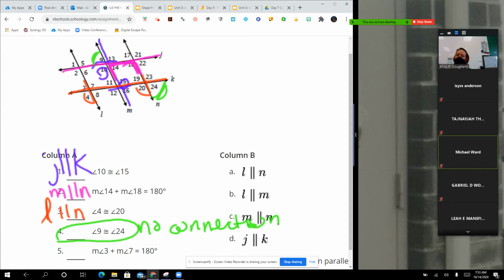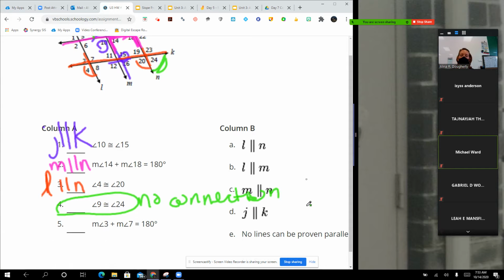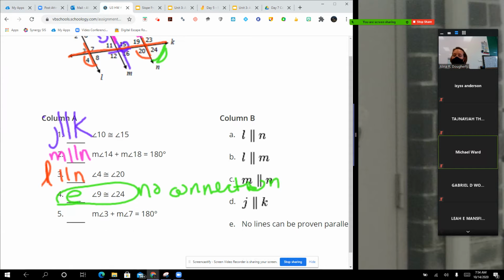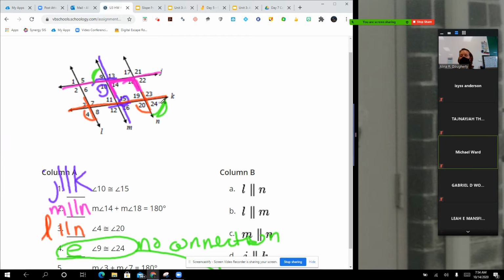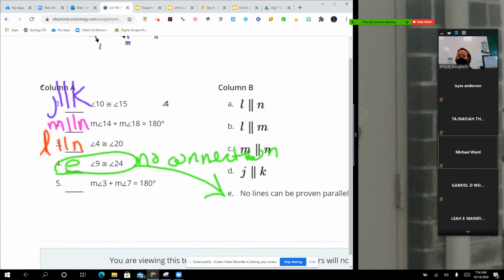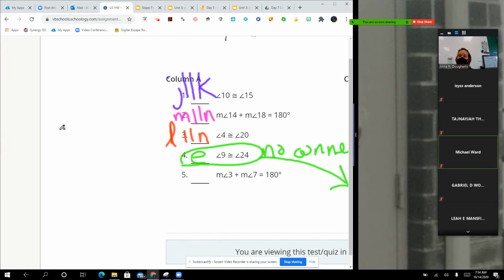Question 3, right? This one should be an E. If they are not connected, I can't get from one angle to the other angle in a straight line. There's no transversal. There's no relationship. That means I can't prove anything parallel. Okay.